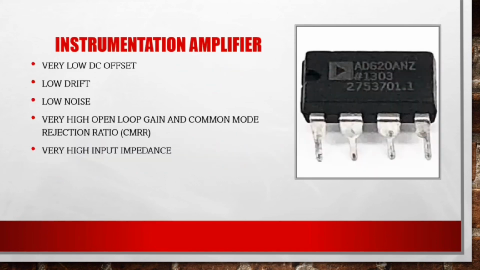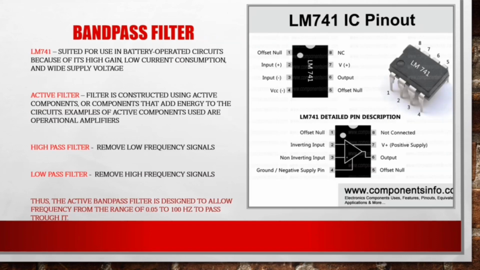Instrumentation amplifier is the most important component in our ECG circuit. A few reasons are that it has very low DC offset, low drift, and low noise. It should have very little noise, or if possible, no noise at all, in order to have a very smooth signal. So using components with low noise might help. Next is very high open loop gain and common mode rejection ratio, and very high input impedance.